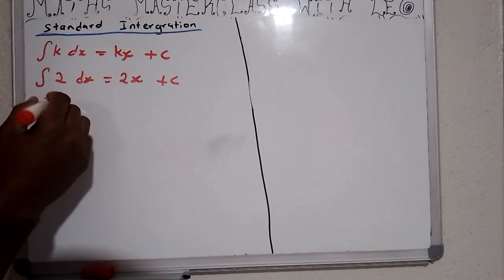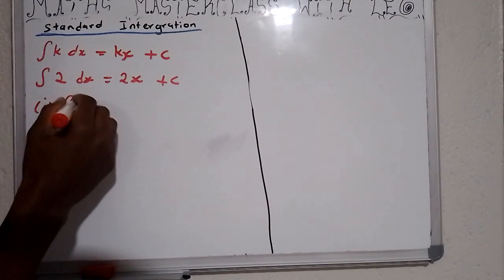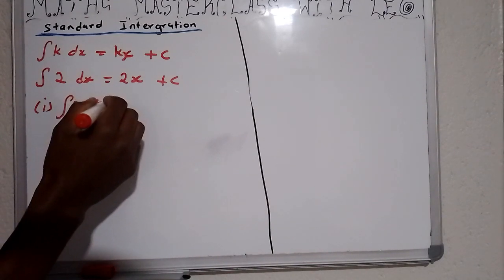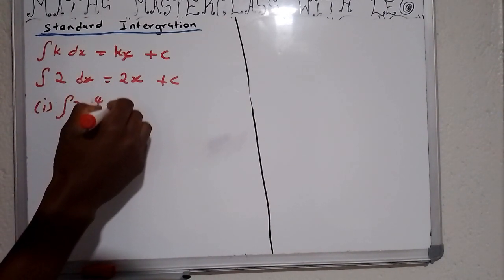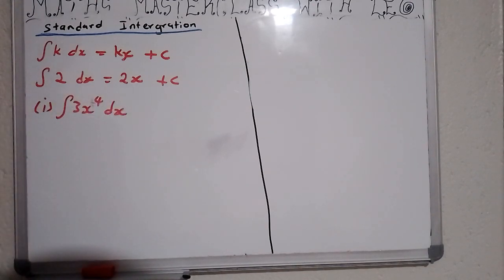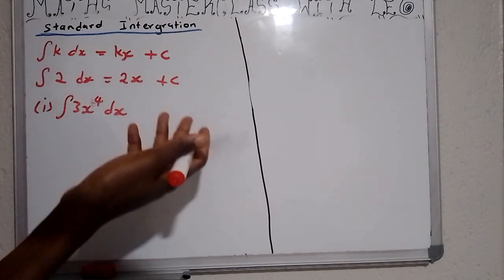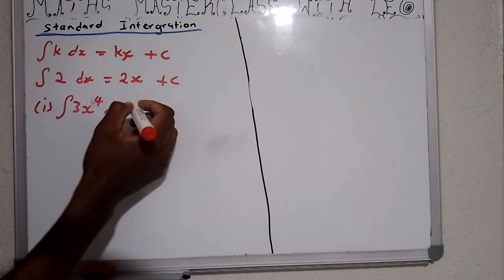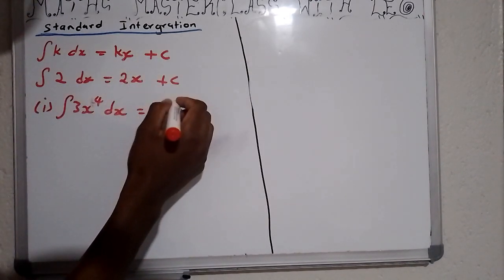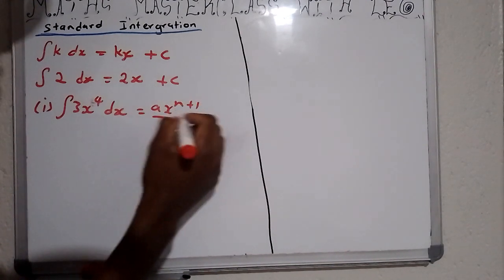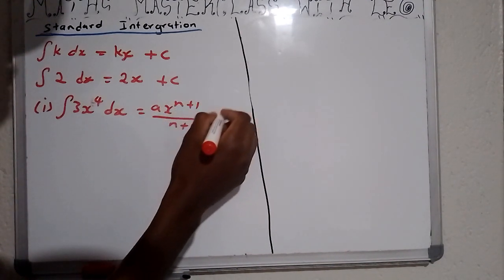It's not difficult. It's very simple, this question. They say 3x to the power 4, integrate that with respect to dx. How can you integrate that? But you know the formula. So if you know the formula, you can just write it like this: a x to the power n plus 1, divided by n plus 1, plus c.